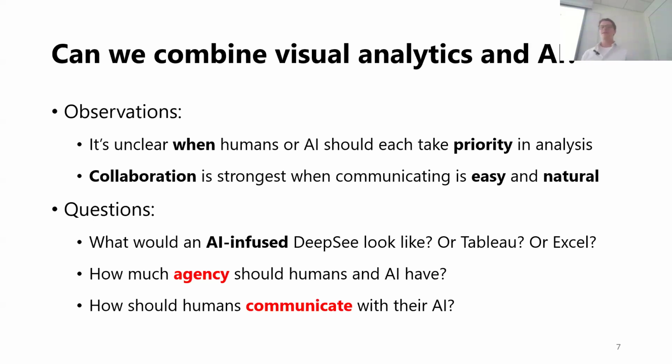Once I started poking at this, a number of these questions started to fall out. And the two that I really want to focus on today are agency, when humans and machines should act and when they shouldn't, and communication, how do we know the AI and the human are talking about the same thing? And a vision of what an AI-infused Tableau or Excel would look like.